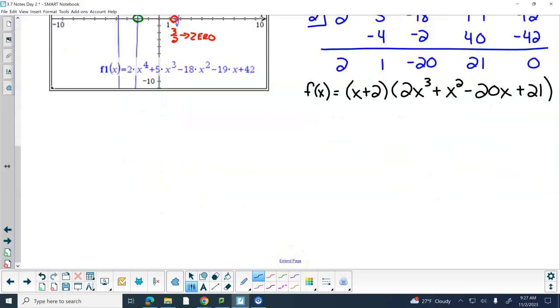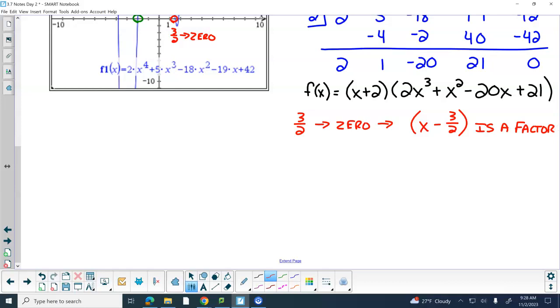Okay. Now, we said that 3/2 is a 0. So that means that x minus 3/2 is a factor, following the same logic.